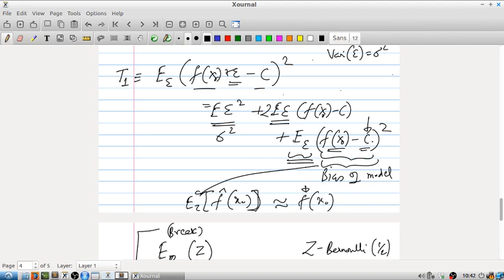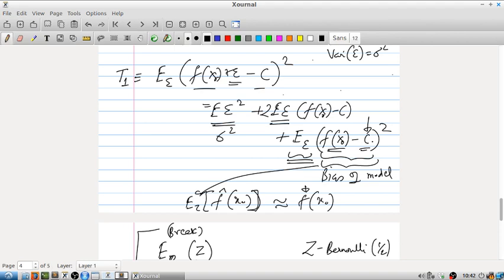Fix x equal to x naught and assume this model. Like here in the reference of GTE, no model is assumed, right? This is just for any joint distribution of x and y. I'm just taking x equal to x naught and assuming this model. Because it's this model, there's only one random object, which is epsilon. That's why I changed the subscript to epsilon.